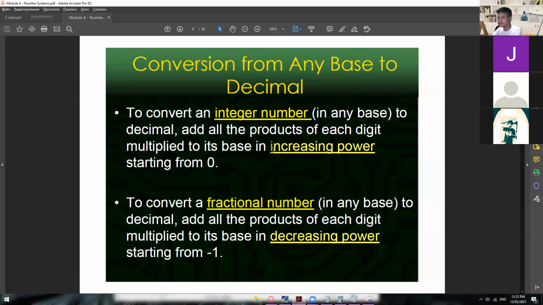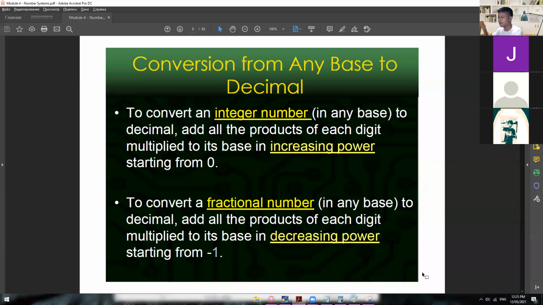So in here, for the whole number, it's increasing. For the fractional part, it's decreasing. Here it's starting from 0, so 0, 1, 2, 3, and above. But here it's starting from -1, so -1, -2, -3, and so on and so forth.